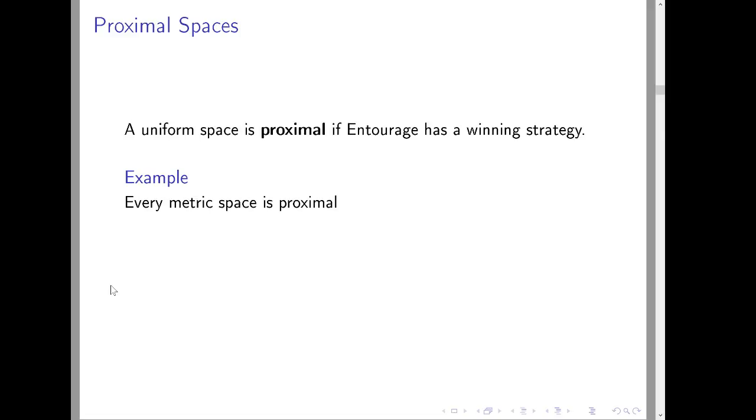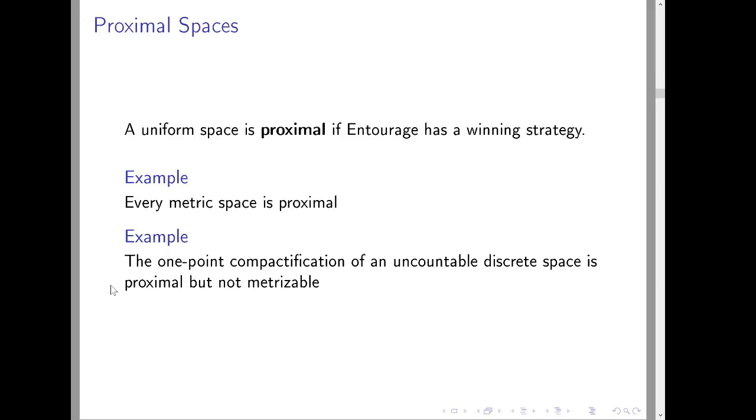So a uniform space is proximal if entourage has a winning strategy in the game that I just described. An easy example of a proximal space is a metric space, where you want to think of what entourage is really doing as choosing radii that are getting smaller and smaller, and so the neighborhoods are shrinking down. But there are proximal spaces which are not metrizable, and here's one example.